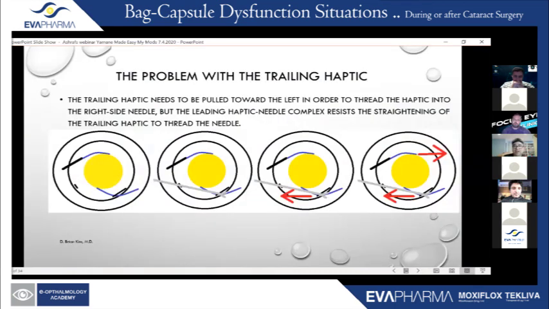So the other problem with the trailing haptic, and everyone says this is the most challenging step of the Yamani technique, is because imagine the left side needle is already fixated with the haptic. As you're trying to grasp the trailing haptic to thread the right side needle, you have to move the entire lens complex towards the left. But because it's already engaged on the left side, the haptic needle complex, it opposes the forces. As you're trying to pull it to the left, the lens needle complex is pulling it towards the right, and it causes the haptic to turn, and it prevents that parallel configuration for the right side needle.